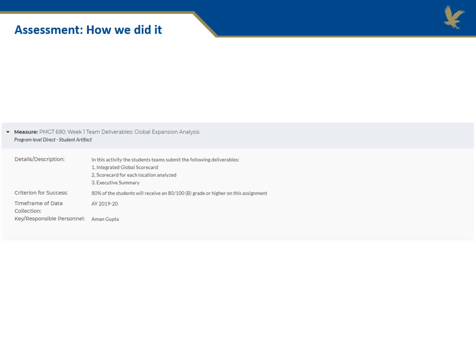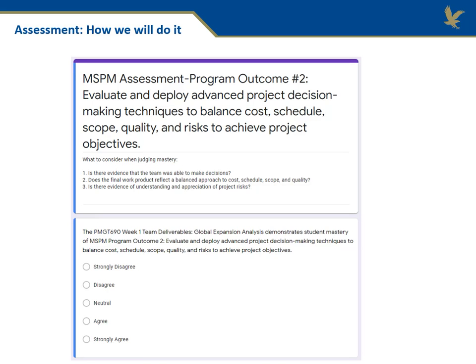And this is the purpose of this video, because you're going to get an email with a survey link and you're going to be asked to participate in this outcome assessment with a simple 1-question survey, 1 question for each student in your class, asking you to rate whether you believe the student met the outcome or not. So what you just saw was associated with outcome number 2, evaluate and deploy advanced project decision-making techniques to balance cost, schedule, scope, quality, and risk to achieve project objectives.